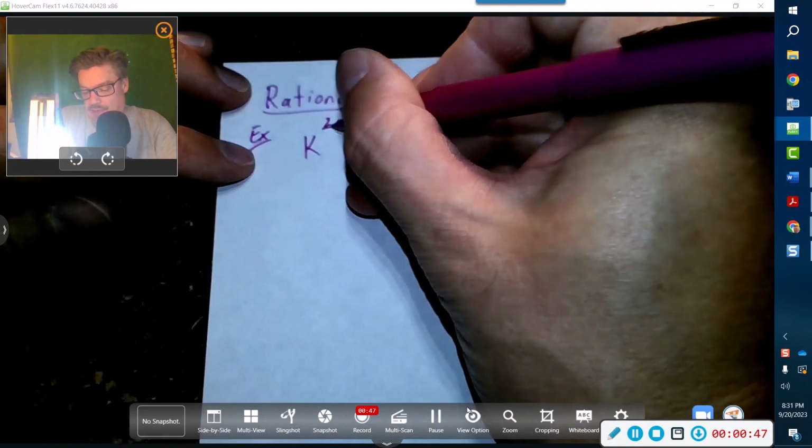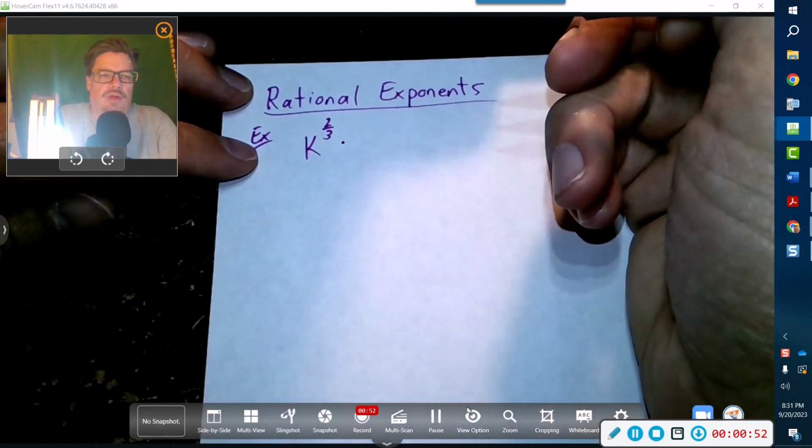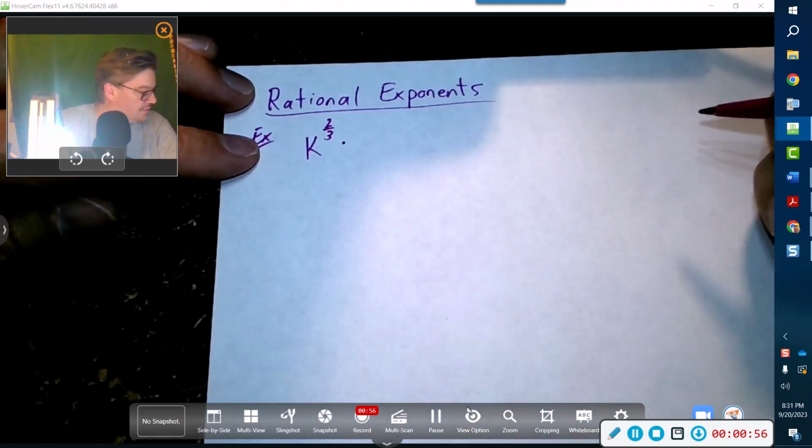Let's see, we got a few examples here that I want to show you, the kind of operations that make rational exponents so useful.